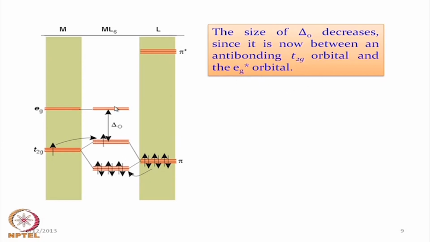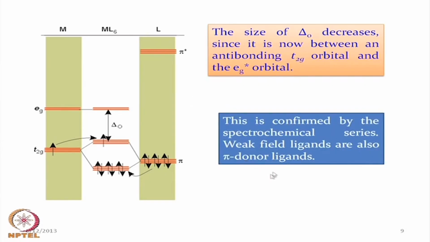So, this transition, whatever we are considering after pi interaction, is the T2G star to EG star level, and the pi star level for the corresponding pi interaction with the metal orbital is well above in the energy scale, and they will remain empty in this molecular orbital diagram. So, this basically confirms the corresponding position of these ligands like iodide, chloride and sulphide in the spectrochemical series, and basically what we are getting over there as weak field ligands are also pi donor ligands.